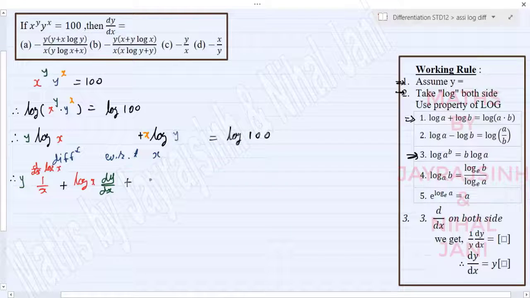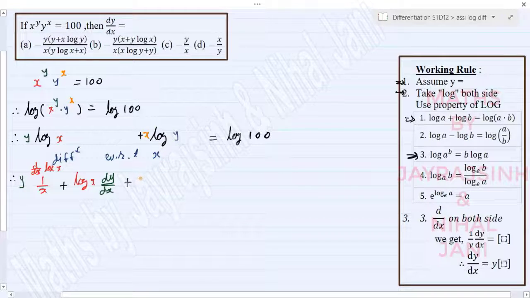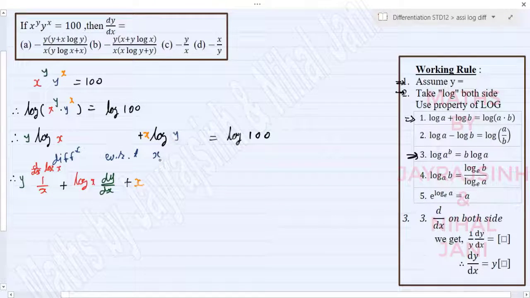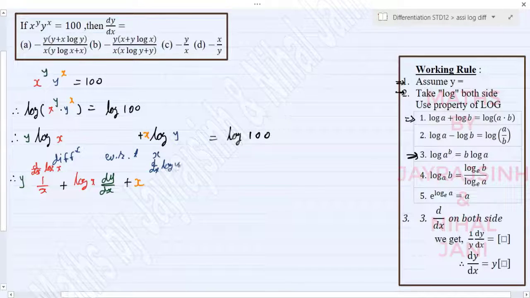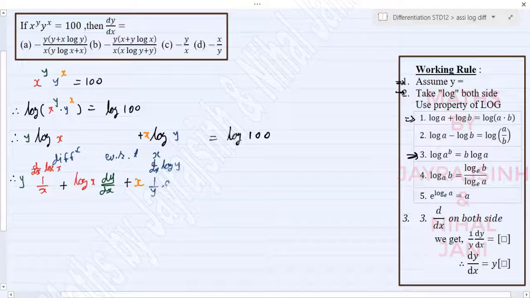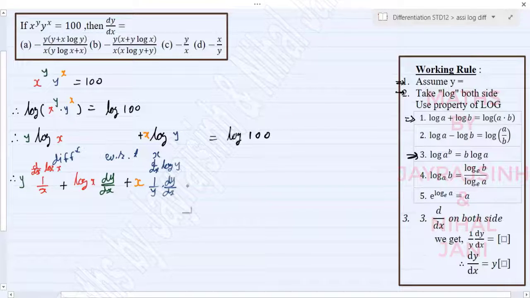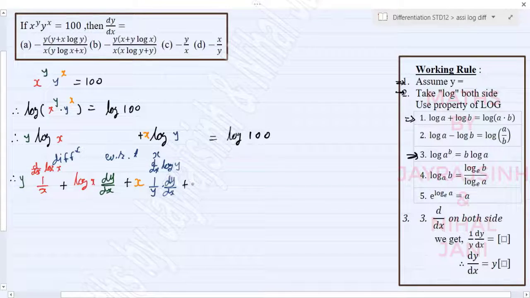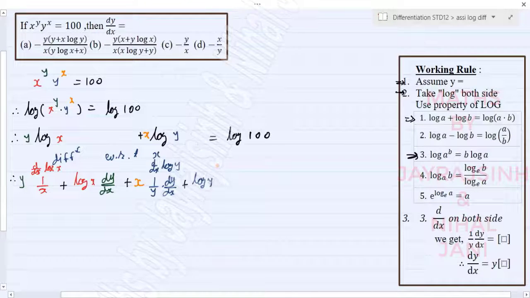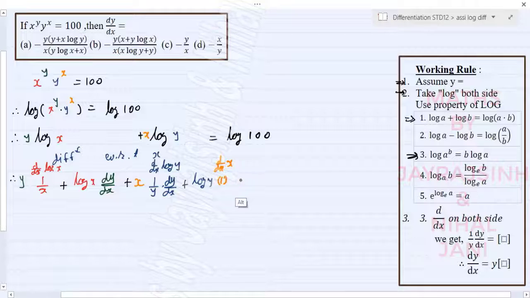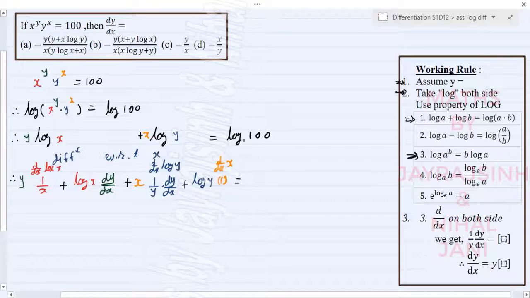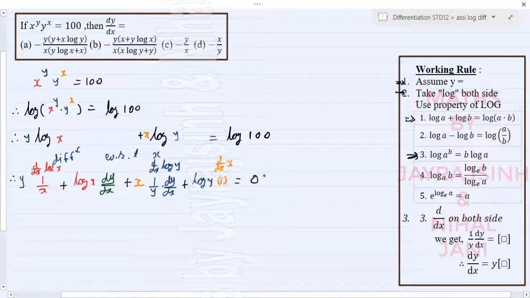plus let's move to the differentiation of second term. Again we have to apply multiplication rule. So x will be as it is. We have to differentiate log y, which is 1 upon y dy by dx, plus log y will be as it is. We just have to differentiate x, which will become 1, is equal to differentiation of 100, which is purely constant term, will be 0.